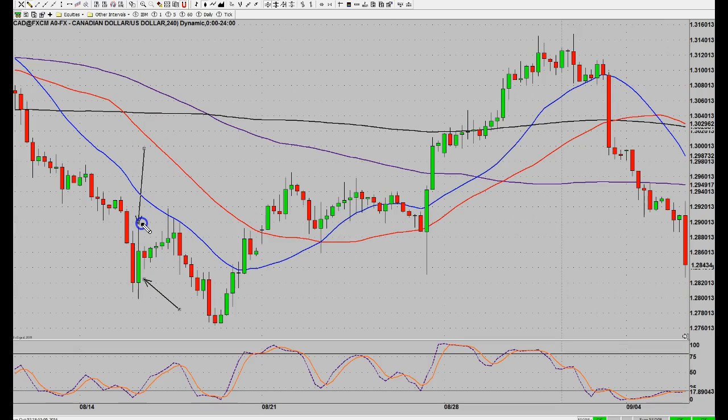Now it didn't close that way because remember it's a 4-hour bar and a lot can happen in 4 hours of time. But still, it was a really good looking 4-hour buy. And to me, that bar is highly indicative of higher prices to come. Now they did come, but notice how long it took.